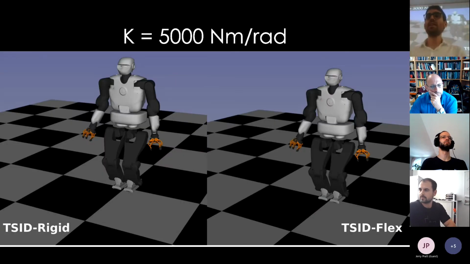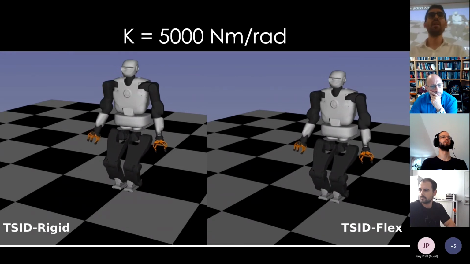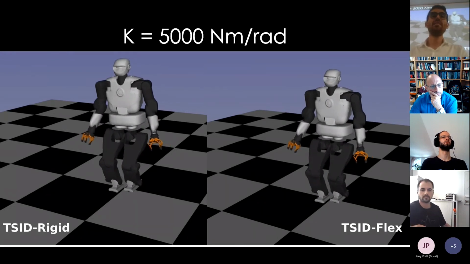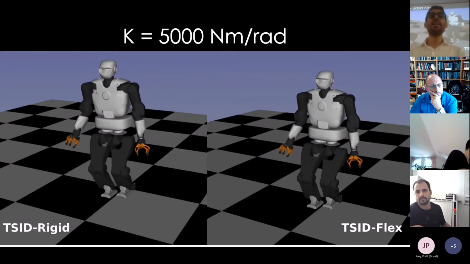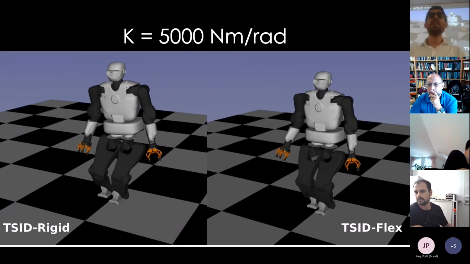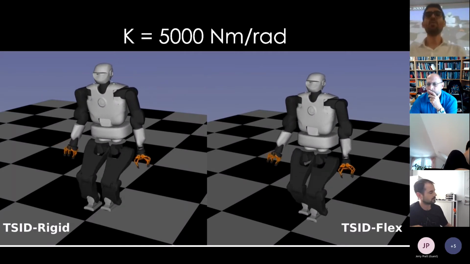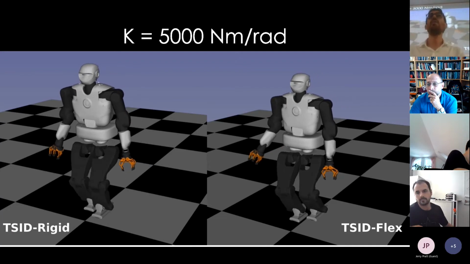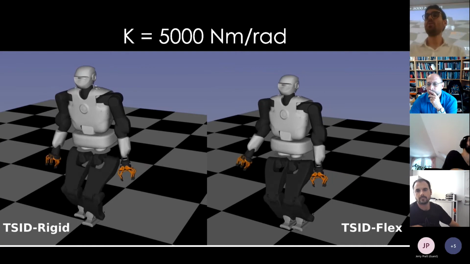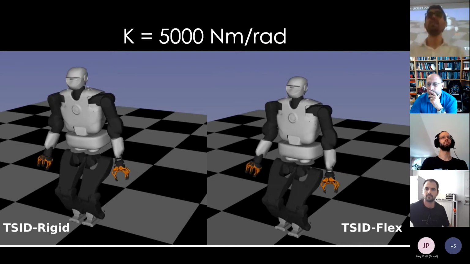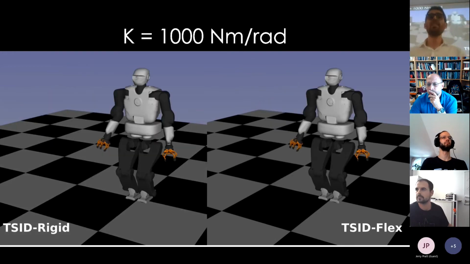Okay, so now I would like to present the comparison between TSID rigid and TSID flex. TSID flex is the controller that I just presented. And as you can see here, when the stiffness parameter is pretty high, TSID rigid is enough, so we don't need to design a controller that considers the elasticity. But unfortunately, this is not true in the case of a system with links that have higher elasticity.